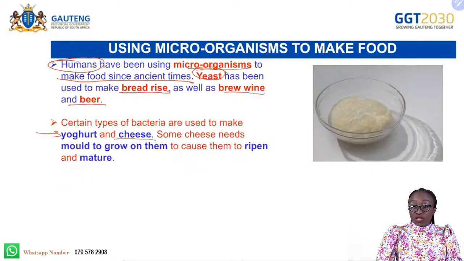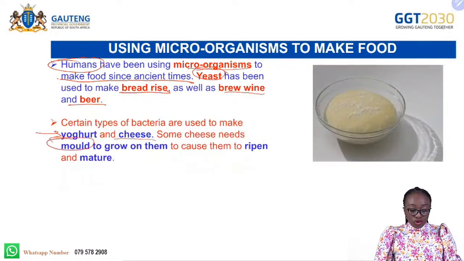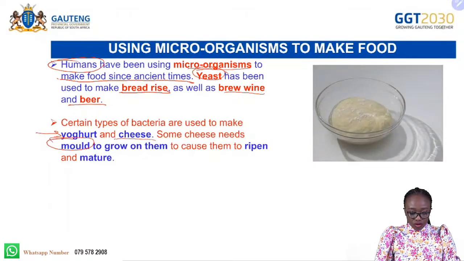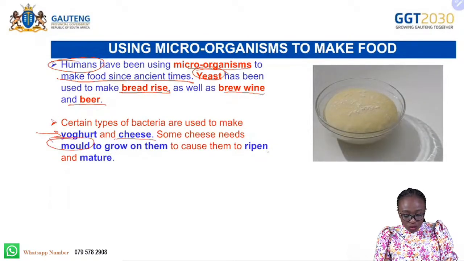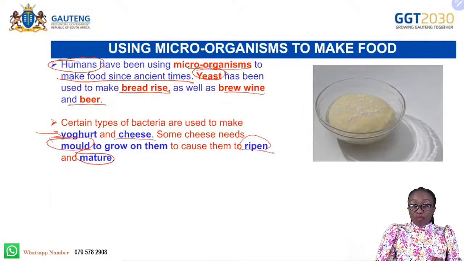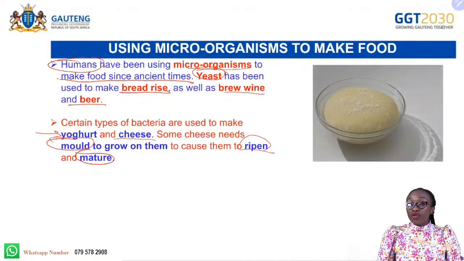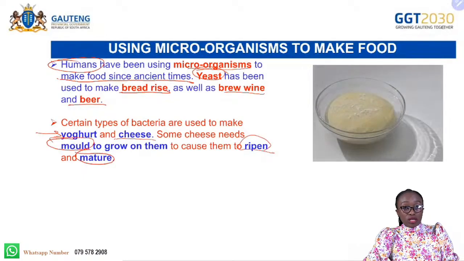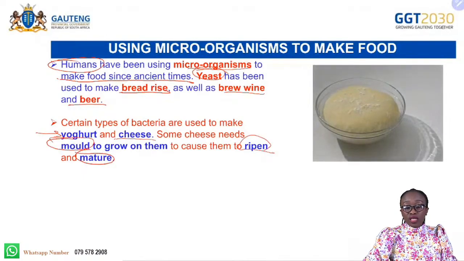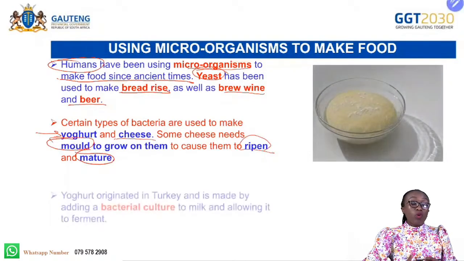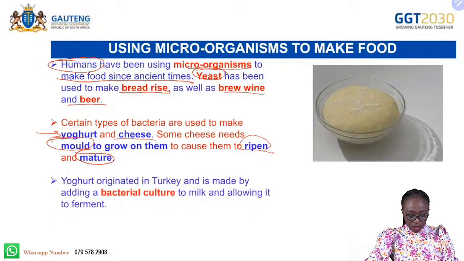Some cheese, however, needs mold to grow. What is mold? Mold is a fungus, remember from last week. Mold will help the cheese ripen and mature. So microorganisms are also very useful in the manufacturing of yogurt and cheese. Remember, there are different types of cheese, and some of them require mold in order to become ripe.